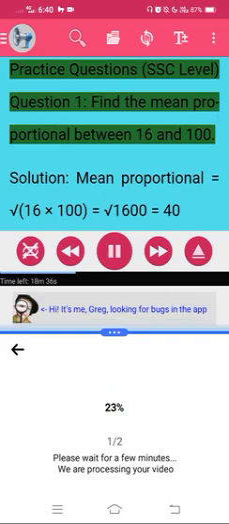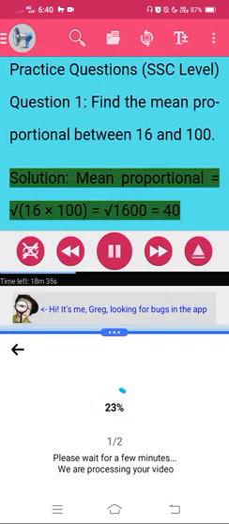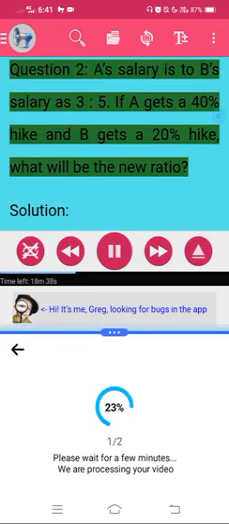Practice questions, SSC level. Question 1. Find the mean proportional between 16 and 100. Solution. Mean proportional equals square root of 16 times 100, equals square root of 1600, equals 40. Question 2. A's salary to B's salary is 3:5. If A gets a 40% hike and B gets a 20% hike, what will be the new ratio?